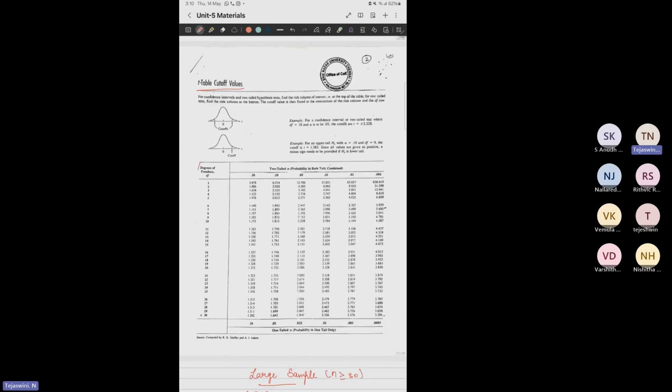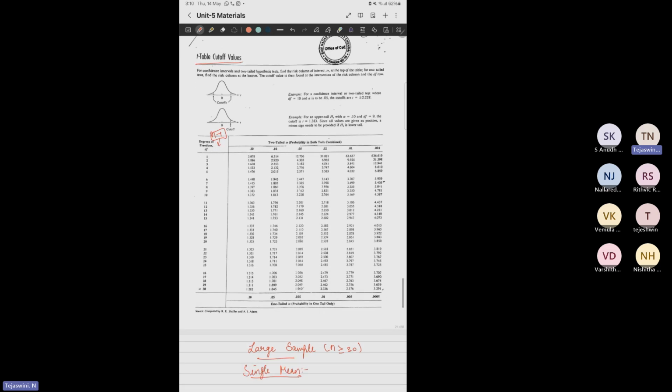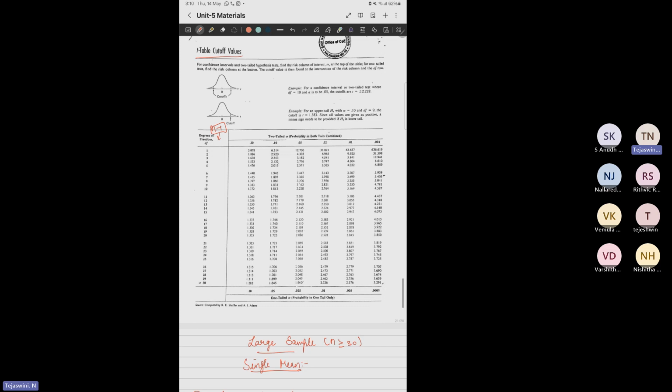This is the degree of freedom value, that is n minus 1. Like we saw before, we have to find the degree of freedom for this. If our question is two-tailed testing, then we'll have to check from the top. And if it is one-tailed, we'll have to check from the bottom. The level of significance for each is given here.